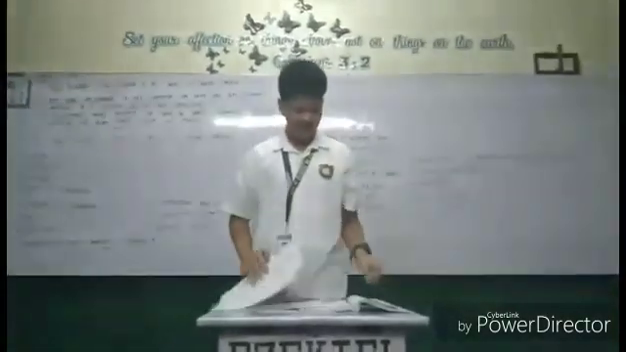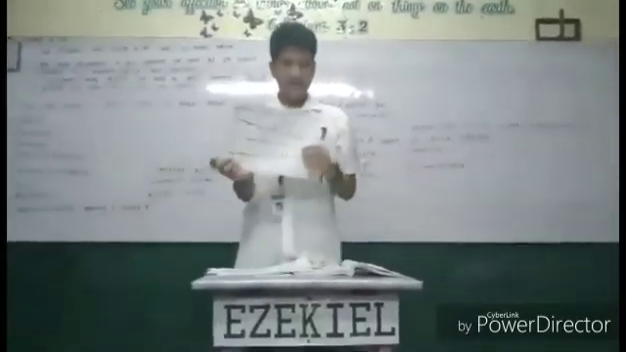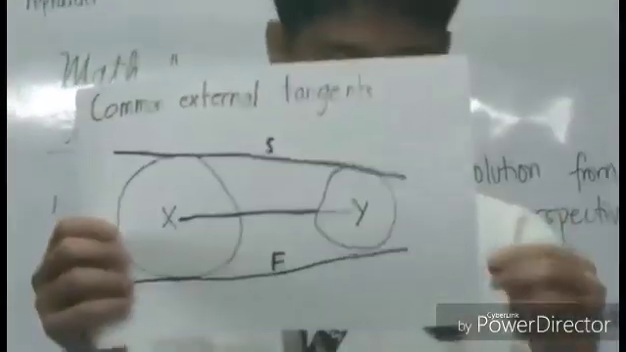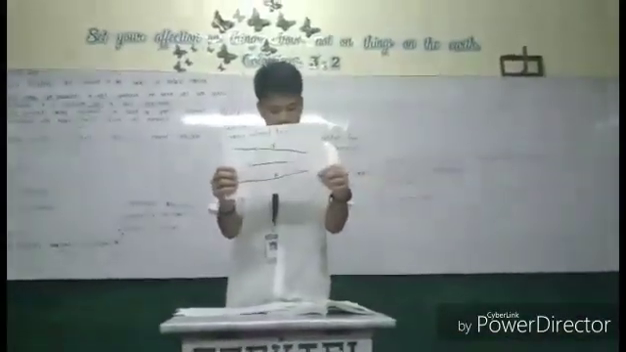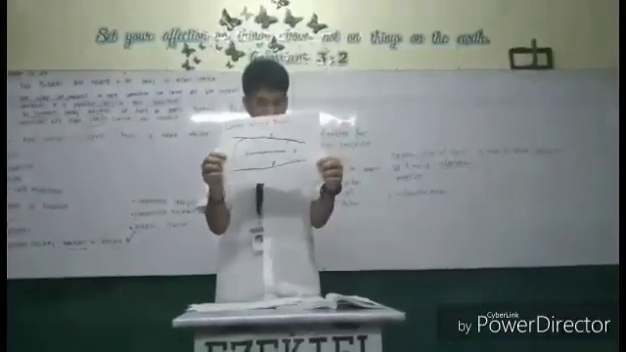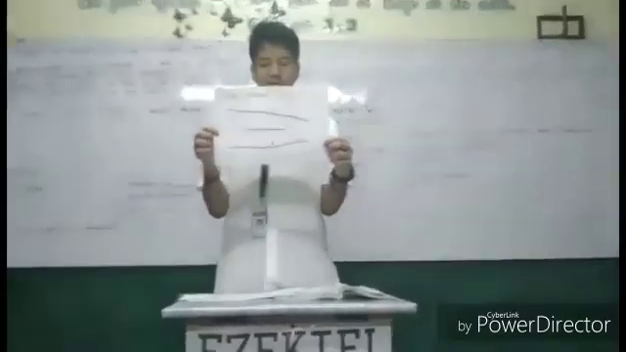My second example is the common external tangent. The tangent lines to the circles will intersect the line between the centers of the circles. They are lines S and R in circles X and Y.